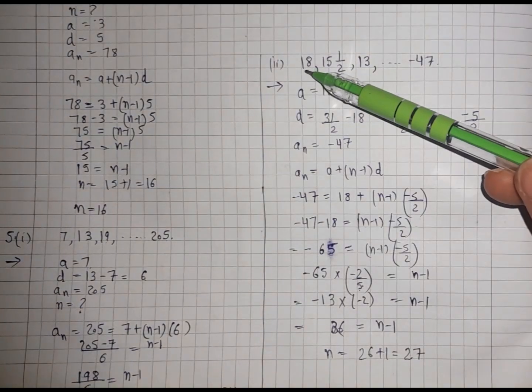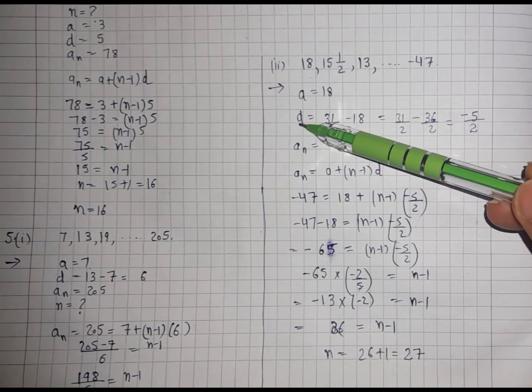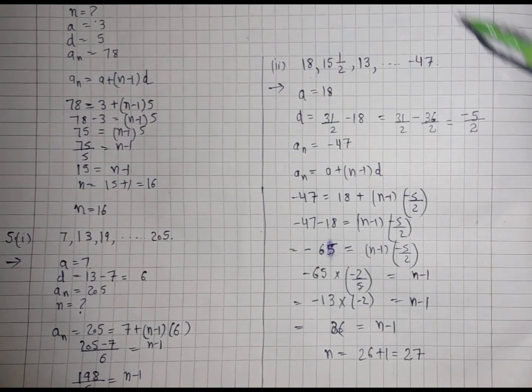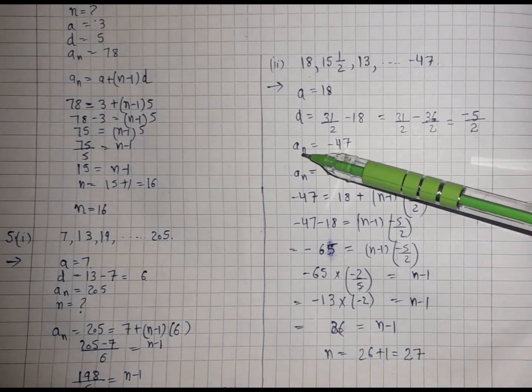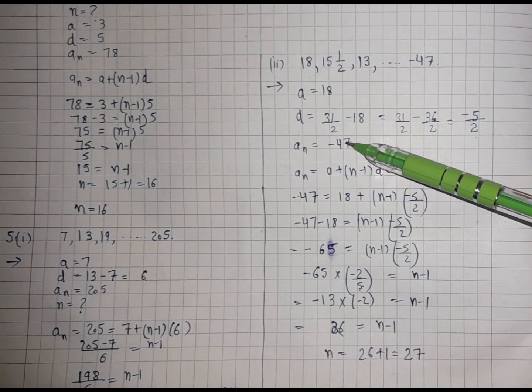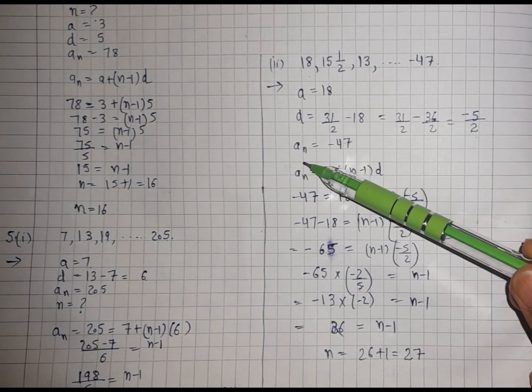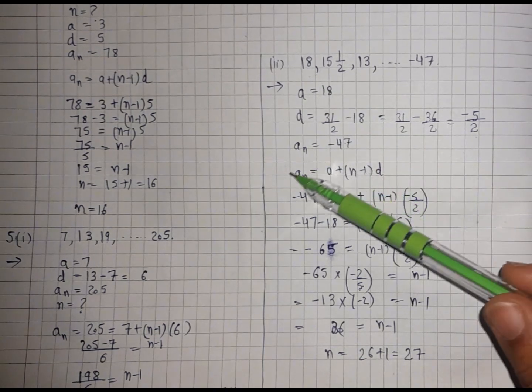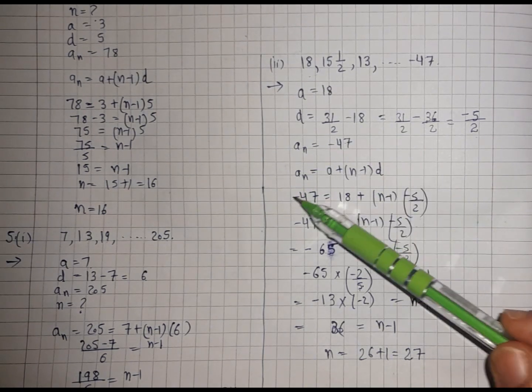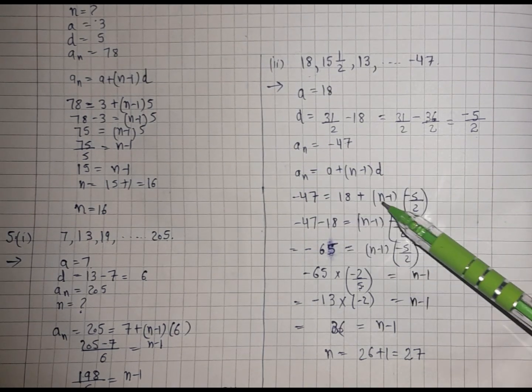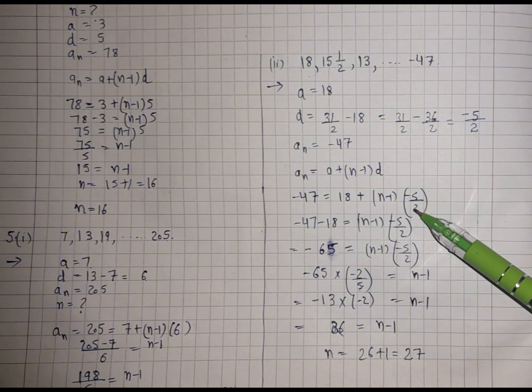In the second part, a equals 18, d equals second term minus first term, that is minus 5 upon 2, and the nth term is minus 47. We need to find n. So after putting all these values in this formula, we will get minus 47 equals 18 plus n minus 1 into d, that is minus 5 upon 2.